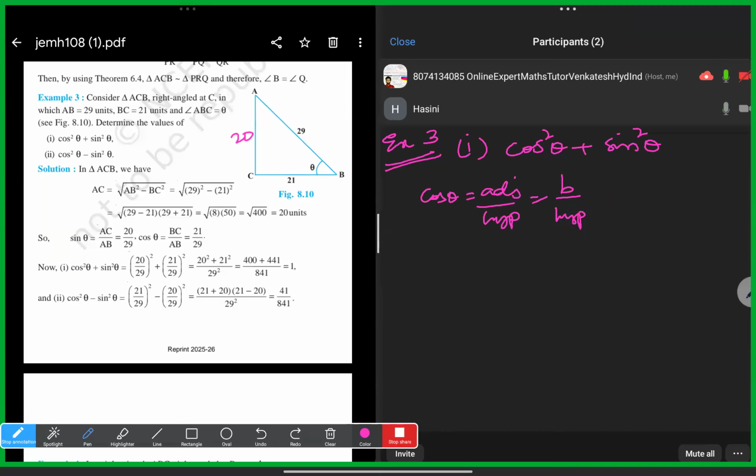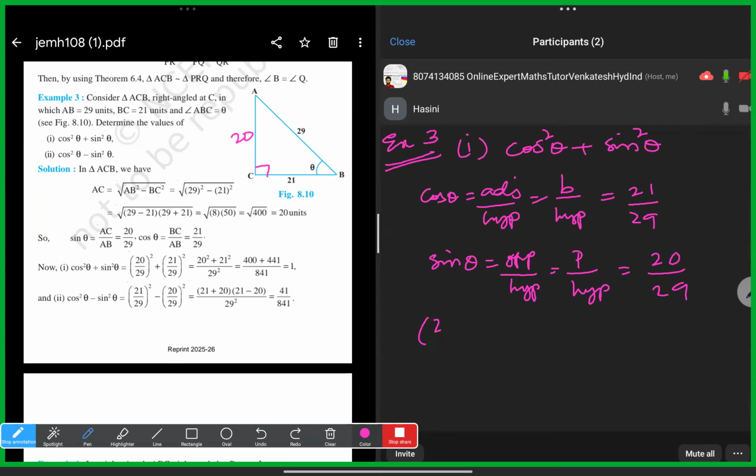Hasni, could you hear me? Yes, Sir. Yes, Hasni. So 21 by 29. Sin theta is equal to opposite side by hypotenuse, and the opposite side is nothing but the perpendicular by hypotenuse, Hasni. Just now we found the perpendicular as 20, so it is 20 by 29. Now we'll substitute in the expression which we need to find out.